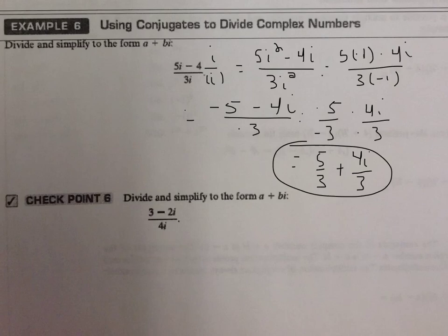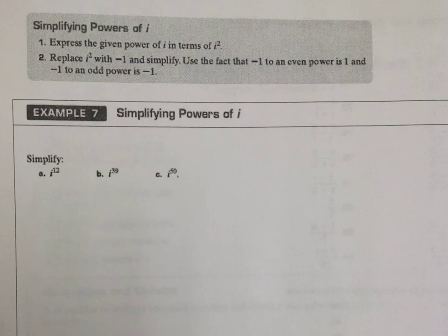Okay, the answer to checkpoint 6 is -1/2 minus 3i over 4. Let's go on to example 7, and we're talking about simplifying powers of i.